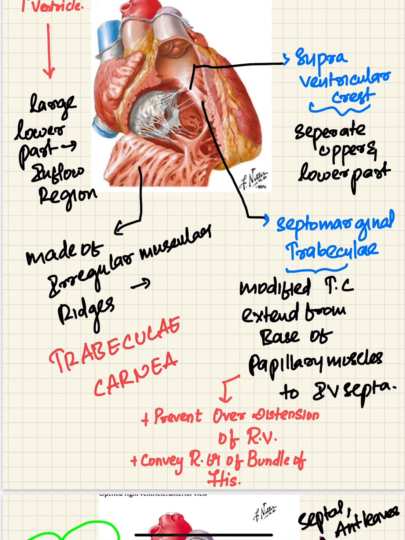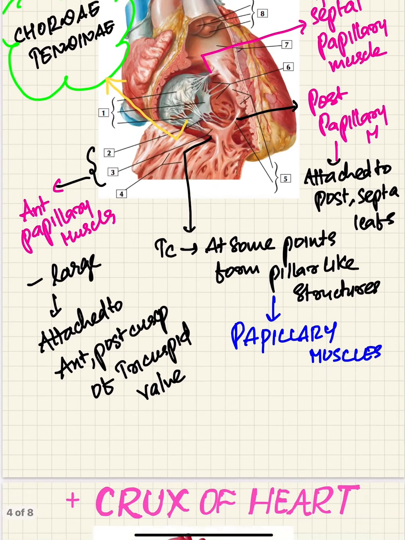The importance is that it prevents over-distension of the right ventricle and it conveys the right branch of the bundle of His to the right ventricle. So very important, the septomarginal trabecula conveys the right branch of the bundle of His.